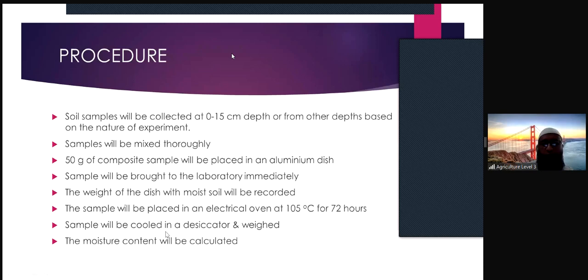The sample will be cooled in a desiccator and weighed. So after drying, we need to bring it out from the oven and put it in a desiccator. A desiccator is a device where we put something so that it does not absorb any moisture.